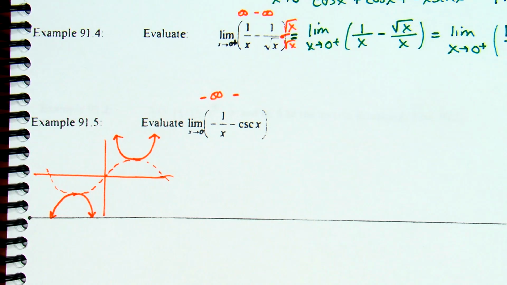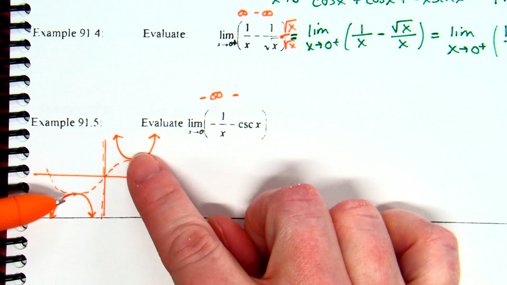Now, with that in mind, there is an asymptote here at 0. This is just as x approaches 0. It doesn't specify left or right. What is this graph doing as x approaches 0 here?